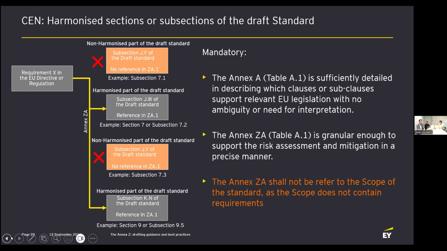In addition, the Annex Z should be granular enough, so it should give us the possibility to identify really which parts can help us support a risk assessment of the product, or mitigation in case there could be any acceptable risk as defined in the corresponding regulation, and how to mitigate this risk in a precise manner. And again, this is just a reminder, the Annex Z shall not refer to the scope of the standard, as the scope does not contain requirements. Okay, this is just a reminder, it's in red. But here the important thing is that granularity is critical when we are drafting the Annex Z. Let's go to the next slide.